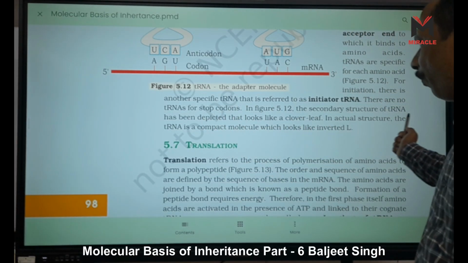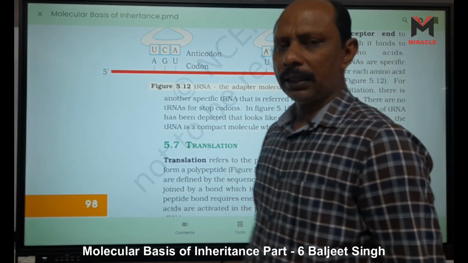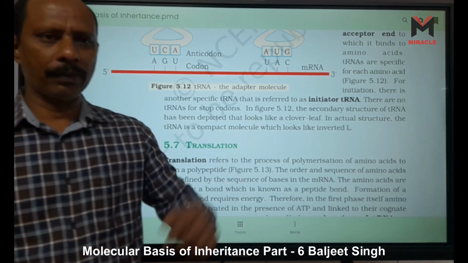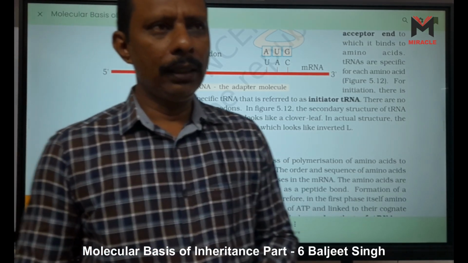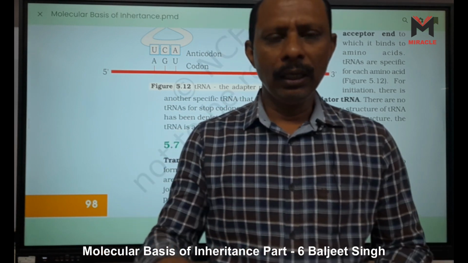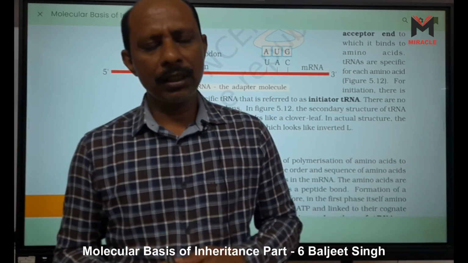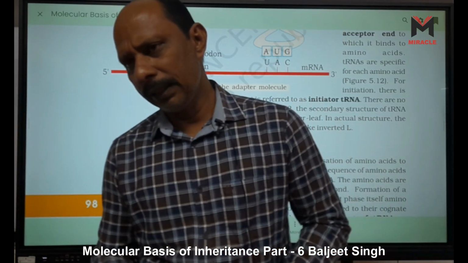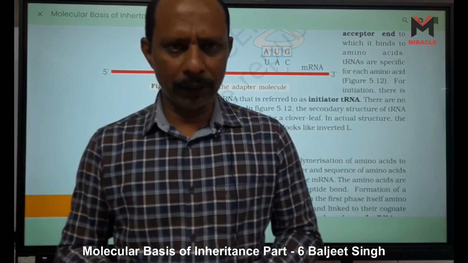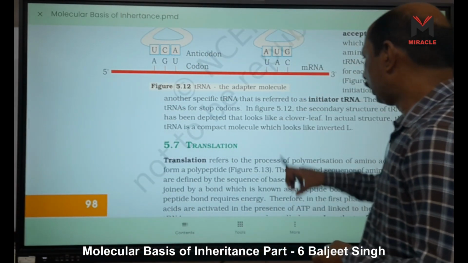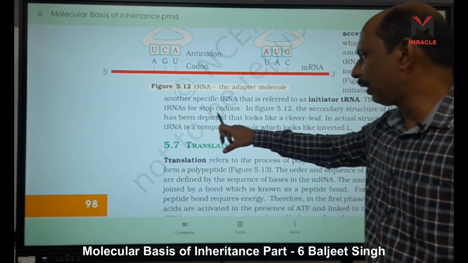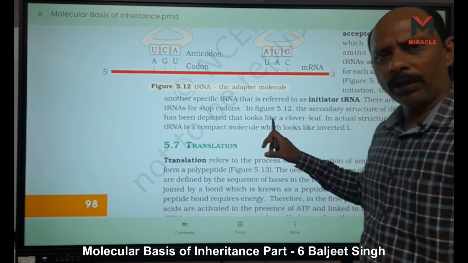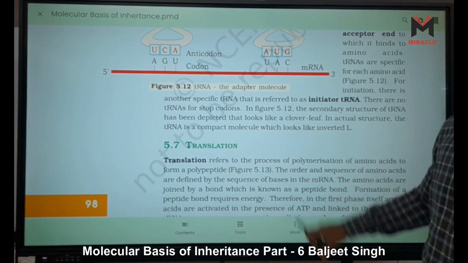The secondary structure of transfer RNA has been depicted. Secondary structure and tertiary structure you already know. Primary structure is a linear structure. Secondary structure is a surface structure, where only length and width are given. Tertiary means a three-dimensional structure, with length, width and height. So here the secondary structure of transfer RNA looks like a cloverleaf model, given by Holley.